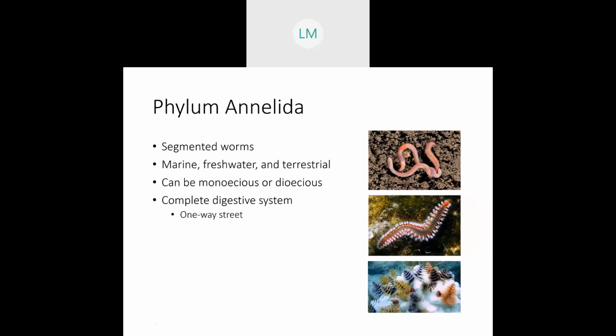They can be monoecious or dioecious, so they can have egg and sperm, or they could just have one or the other. So it kind of depends on the organism, but you can get both reproductive strategies in this phylum. And then we finally have our complete digestive system now. We have this one-way street of digestion. We have our mouth, the food goes into the mouth, and then the food comes out a different hole, okay? We're not backtracking out through the mouth anymore.